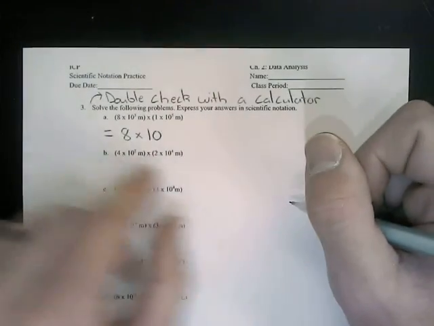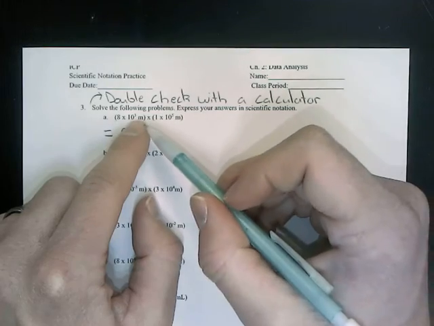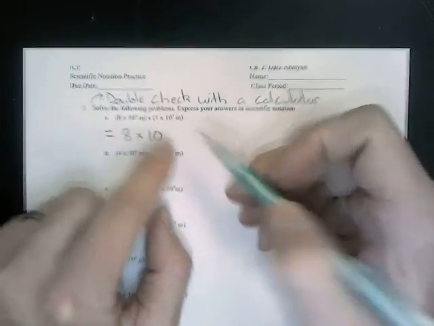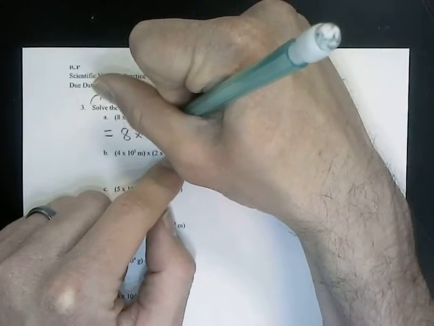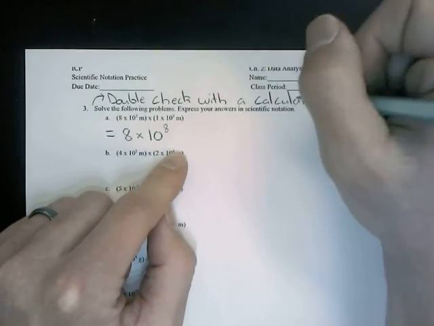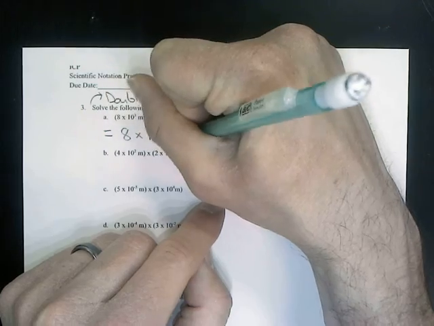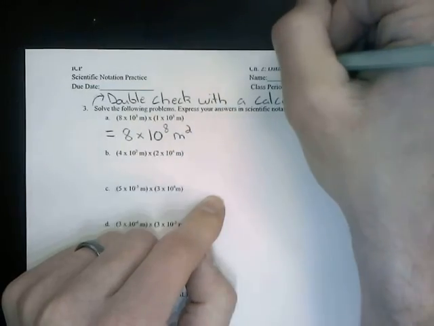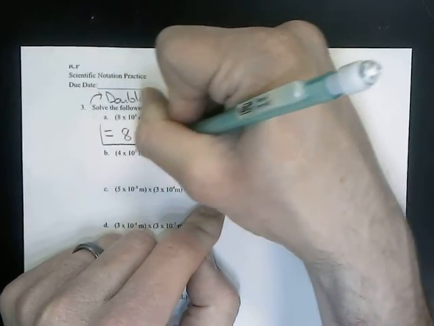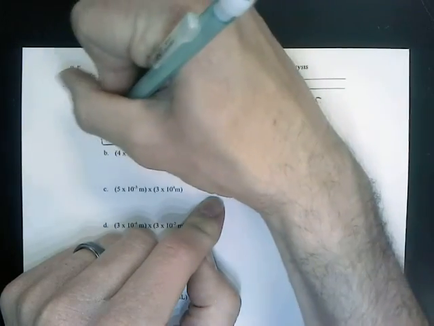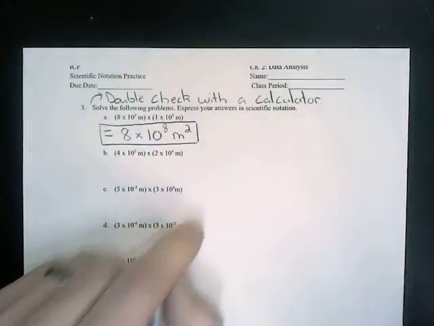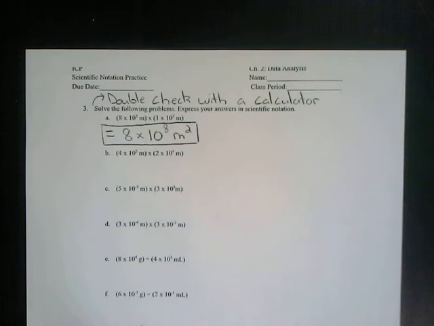And then the power, we still have times 10. The powers are added. So 3 plus 5 gives us a value of 8. And we had meters times meters. So our unit becomes squared meters. Now, that is our answer. Pretty easy there. But we always need to double check with our calculator to make sure that we had this correct.